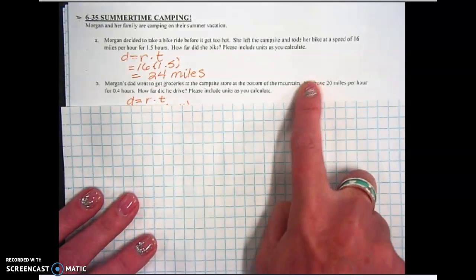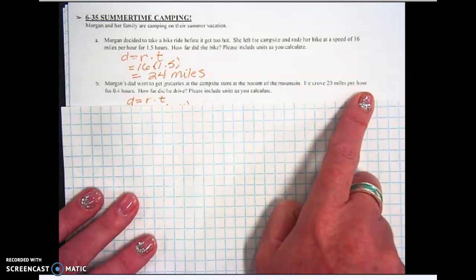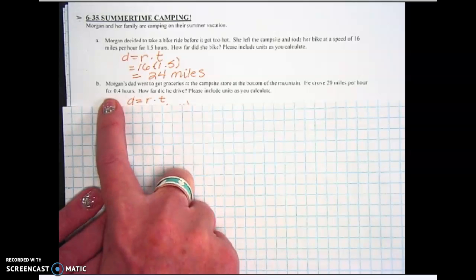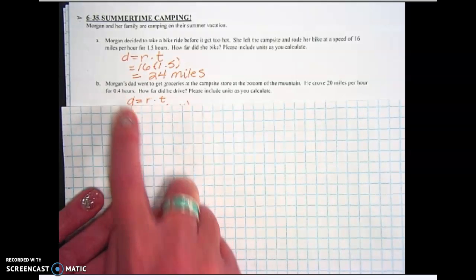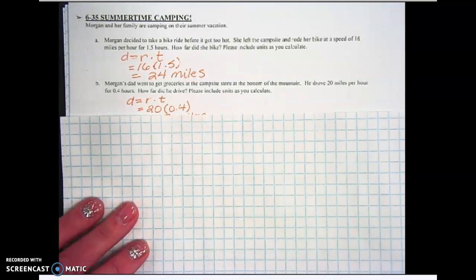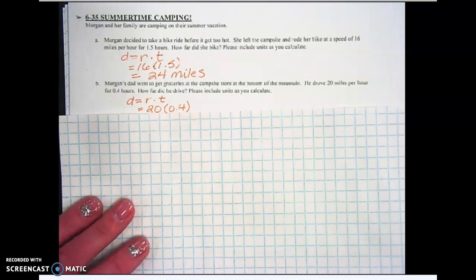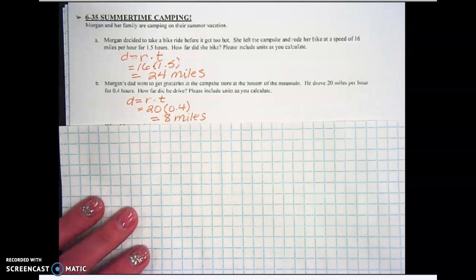Okay, so the first one is he drove 20 miles per hour. Is that distance, rate, or time? Rate. That's his rate. And he drove for 0.4 hours. What's that? Time. So we're going to plug in for rate and time again. We're going to use a calculator, multiply the 20 times 0.4. And that means he drove 8 miles.